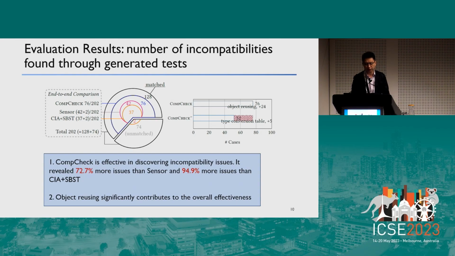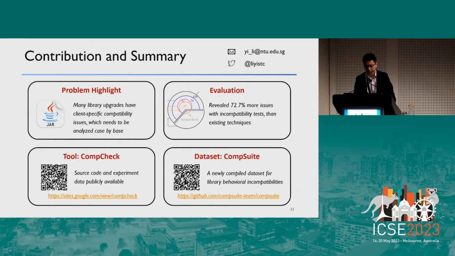So in terms of incompatibility discovered through the generated tests, our tool is more effective, finding 70% more problems than Sensor. And we also found that reusing objects stored in our knowledge base could largely improve the success rate in test generation. So both our tools and dataset are available online. You're welcome to try it out and use them in your future research. And that is all. I'll leave the summary here and happy to take some questions.